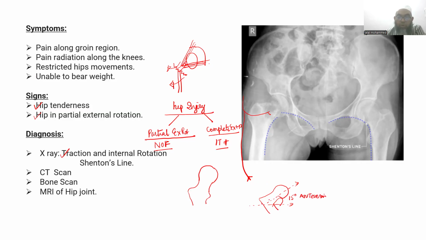If you need to neutralize it, you need to rotate it down. When you rotate it down, the whole neck will appear like this. So it will give you a very clear picture. So we need to take 15 degrees of internal rotation and look for Shenton's line. We need to take a CT scan. If you are in doubt, bone scan. If still in doubt, an MRI, if we are thinking of some stress fracture or some other things.